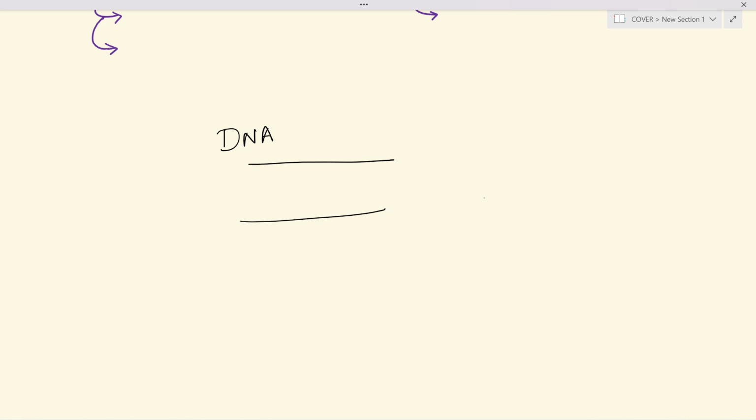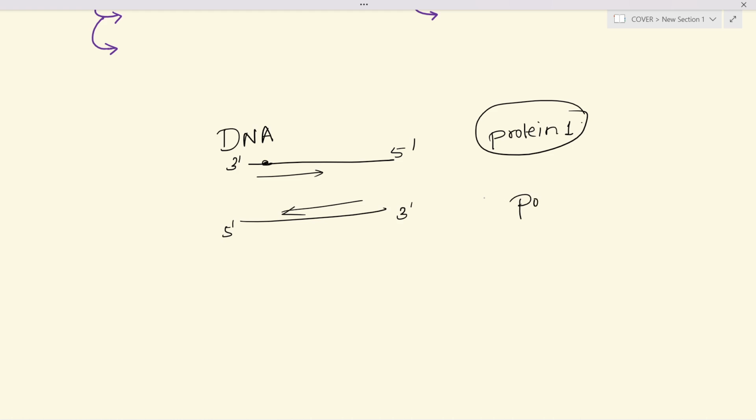The reason for this is basically that DNA has two strands, one is 3' to 5' and one is 5' to 3'. If this strand makes an RNA, then it would code for a protein, suppose we name it protein 1, and another strand of RNA would code for another protein. So there would be two different proteins for the same DNA, which would complicate the genetic process. This is the first reason why both the strands are not used.